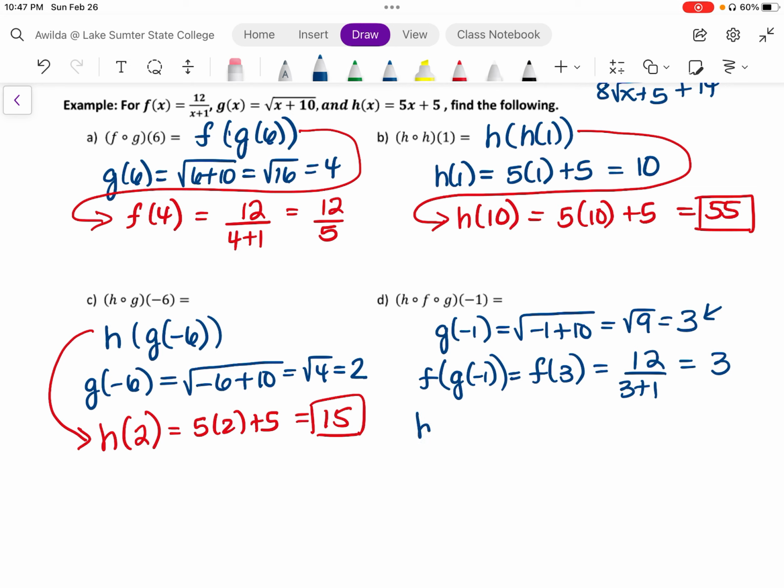And finally, we have h of f of g of negative 1. So f of g of negative 1 was 3. So basically we have h of 3. h of 3 becomes 5 times 3 plus 5. So that's going to be 15 plus 5, or 20.